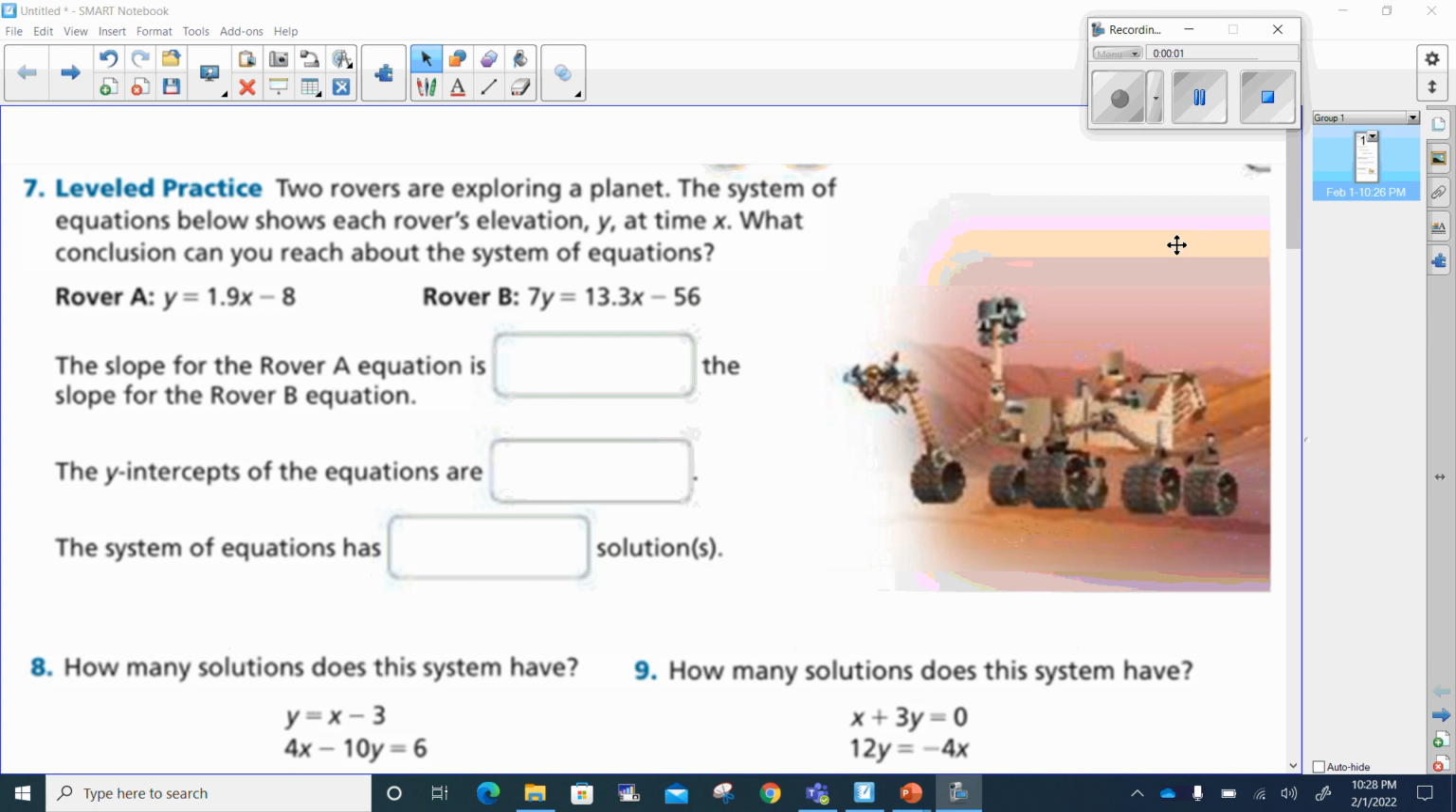Science class. Let's go ahead and start with this homework. I got all the odd ones by the looks of it. It says 2 rovers are exploring the planet. The system of equations below show each rover's elevation, y, and the time is x. What conclusion can you reach about the system of equations?